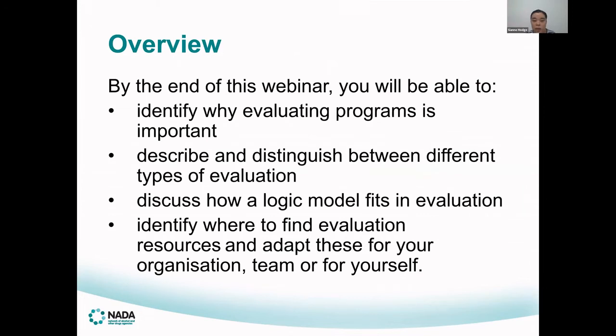By the end of this webinar, you will be able to identify why evaluating programs is important, describe and distinguish between different types of evaluation, discuss how a logic model fits in evaluation, and identify where to find evaluation resources and adapt these for your organisation, for your team, and for yourself.